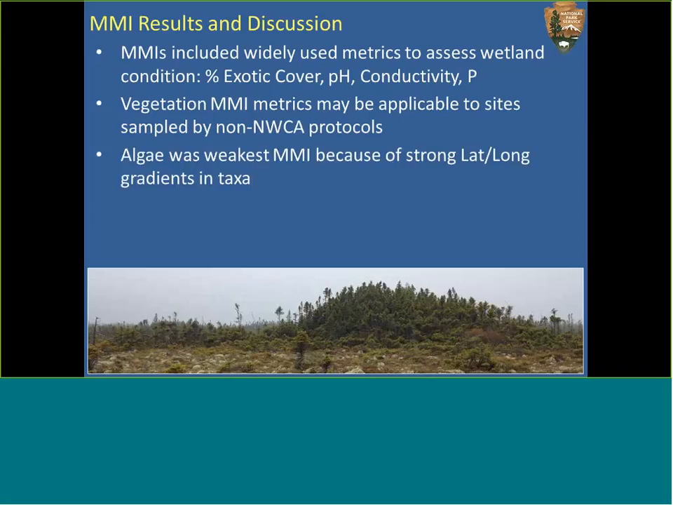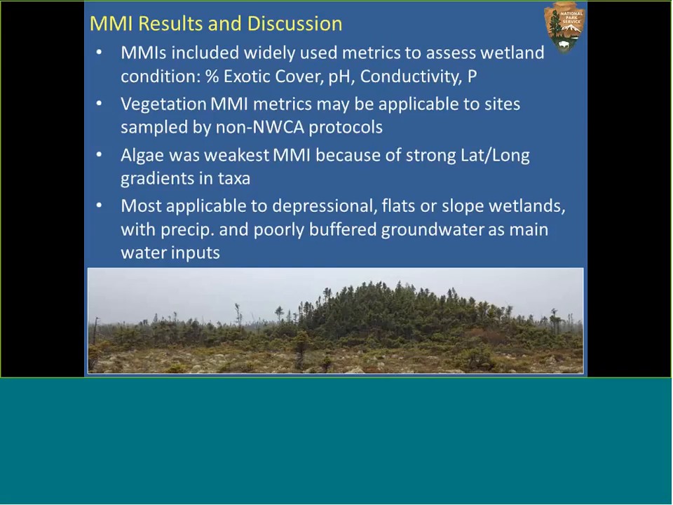And as I mentioned before, algae was the weakest performing MMI for the study area, not because algae were poor indicators of disturbance, but just that the best taxa really had strong gradients in their distribution, and I had to exclude them. So for smaller areas, they seem like they'd be much better indicators of wetland condition. And then finally, and this may be what's going on in Vermont, these MMIs are most applicable to depressional flats or slope wetlands where precipitation and poorly buffered groundwater are the main water inputs. If there's some kind of calcareous substrate or bedrock, the MMIs are probably not applicable to those areas, and that may be part of what's going on in Vermont.